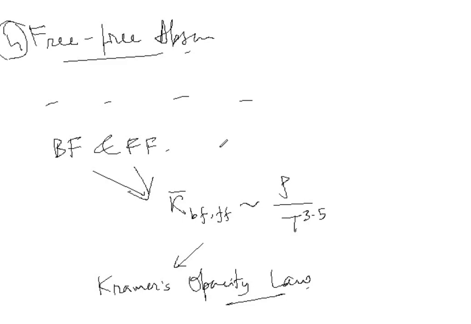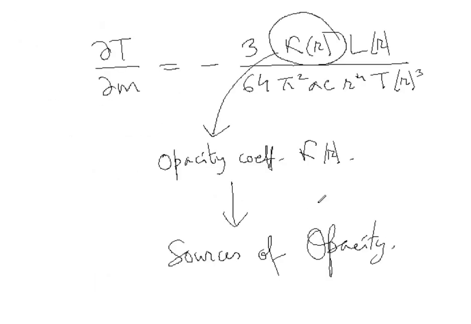Hydrogen. Okay. So we have talked about the four sources of opacity. So they were 1, 2, 3 and 4: electron scattering, then bound-bound absorption, bound-free absorption, and then free-free. Right. So we considered these cases.